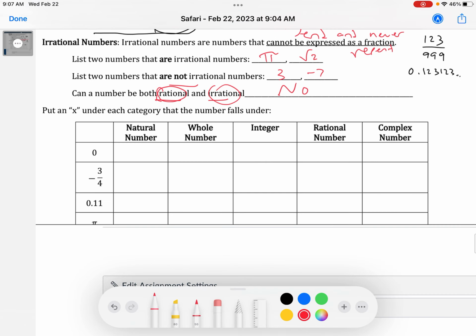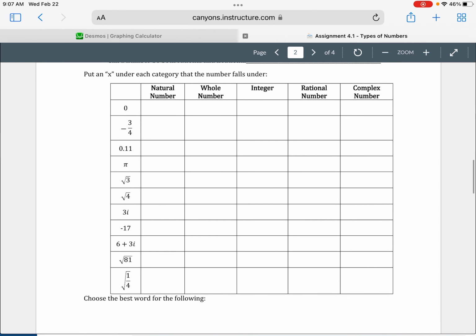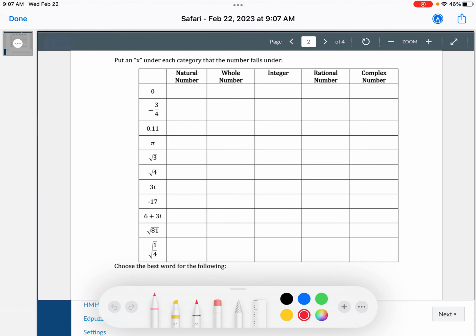Okay, so let's go ahead and categorize these things here and talk about where these fit in. Okay, so 0 is not a natural number because it's something that took us, especially here in the West, kind of a while to accept. It is a whole number, it is an integer, it is a rational number, and it is a complex number. It's a rational number because I can write 0 as 0 over 1 as a fraction. Okay, -3/4, it's not natural, it's not whole, it's not an integer, it is rational, and it is complex. 0.11, same deal, not natural, not whole, not an integer, rational, complex.